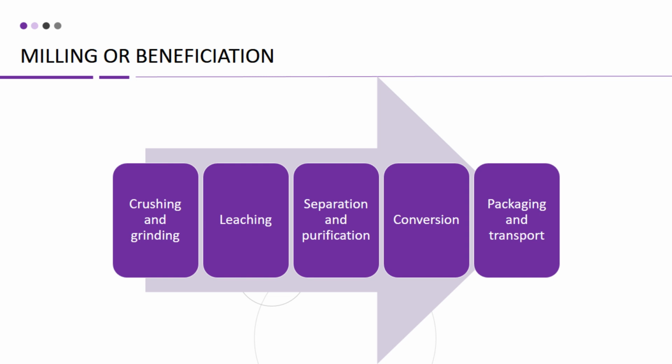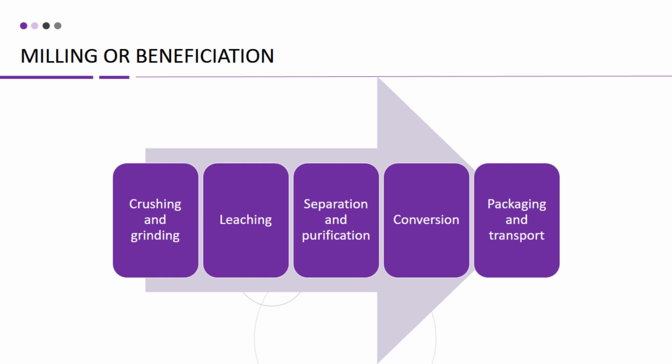The fourth step is conversion. The purified uranium is typically in the form of uranium oxide, also known as yellowcake. Yellowcake is a solid powder that is further processed to convert it into a form that can be used as fuel in nuclear reactors. This may involve converting yellowcake into uranium hexafluoride, UF6, which is a stable compound that can be transported and stored more easily.